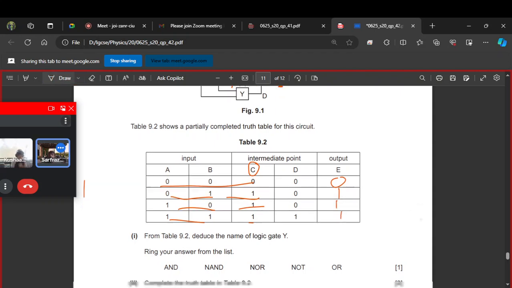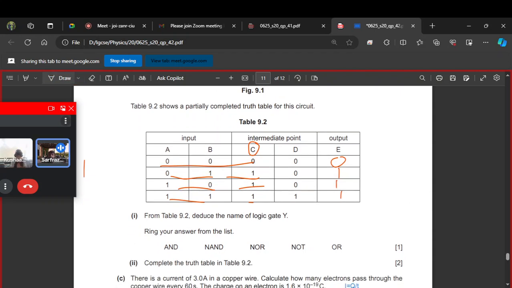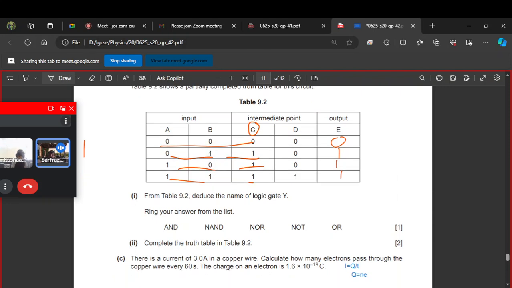Next question. From table 9.2, deduce the name of the logic gate Y. So what was the name of the logic gate Y? Logic gate Y was an AND gate. Very good.